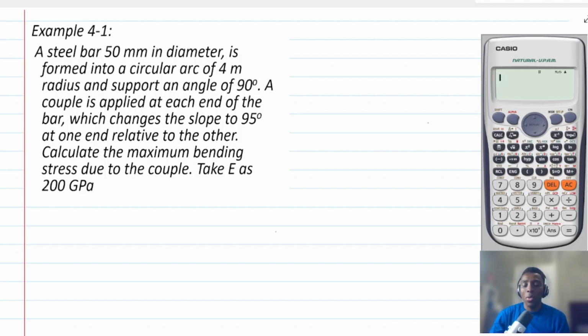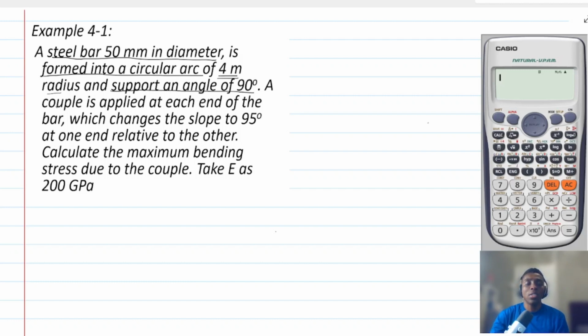In this video I want to explain the concept of curved bars. Let's look at this problem. So we've got a steel bar which is 50 millimeters in diameter, and then this steel bar is formed into a circular arc of 4 meters radius and then supports an angle of 90 degrees.